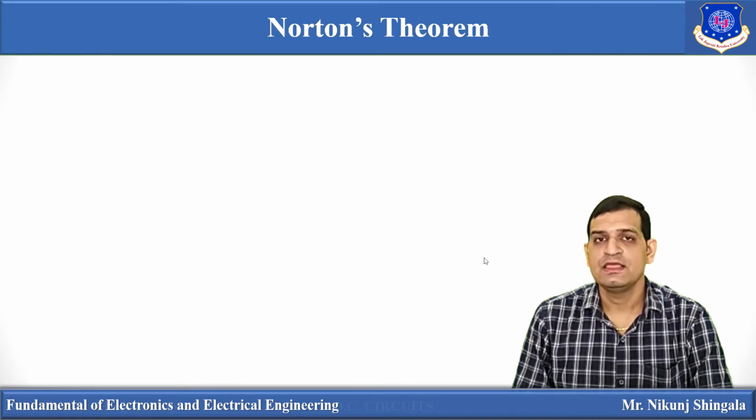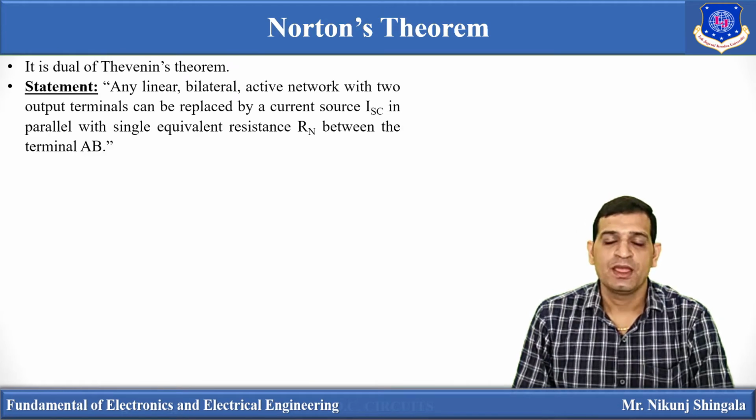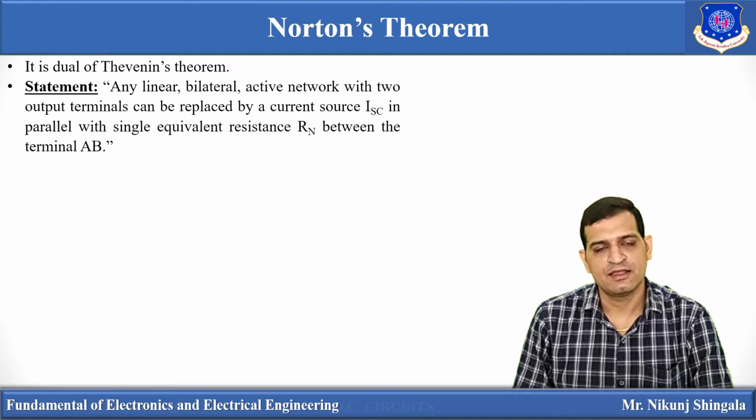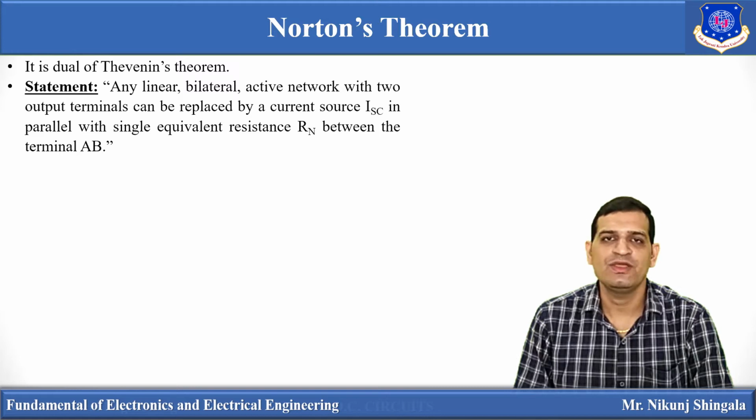Basically, Norton's theorem is a dual of Thevenin's theorem. Now, what is the statement and why is it the dual of Thevenin's theorem? Let us understand. Any linear, bilateral and active network, all these three terms I have already discussed in the previous lecture. Linear means what? The elements for which the VI characteristic remains linear. Bilateral means what? The elements for which if the current direction is reversed, the VI characteristic does not change. An active network means what? The network which consists of elements like energy sources.